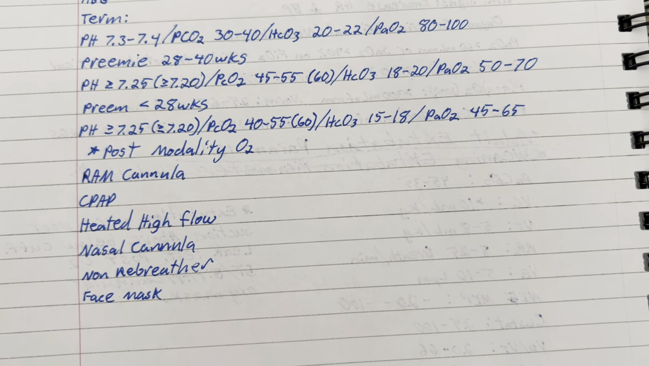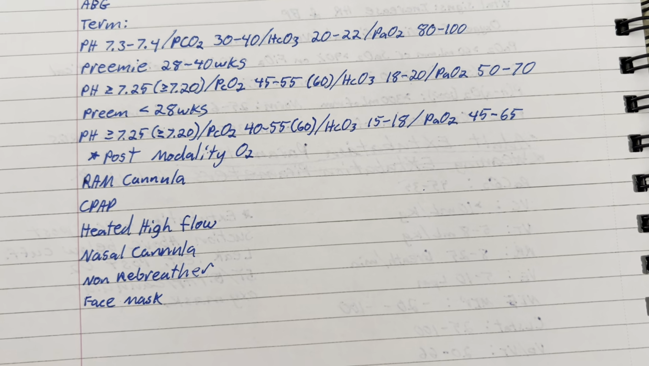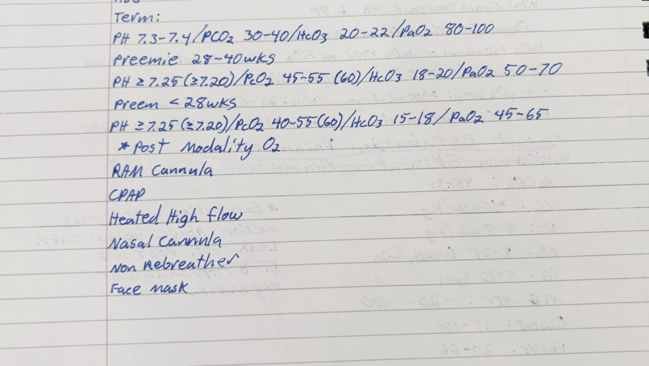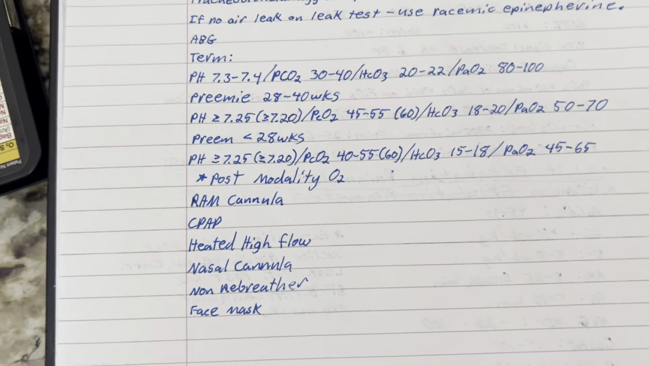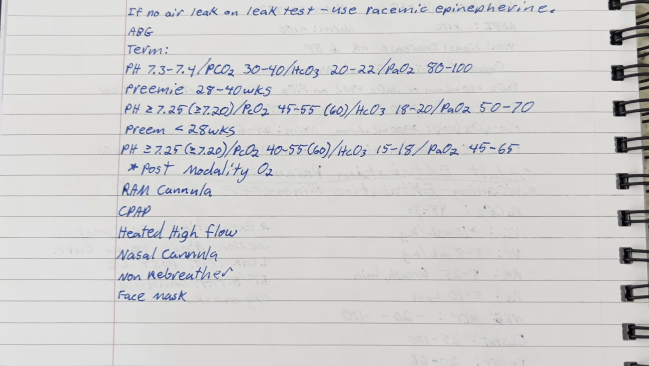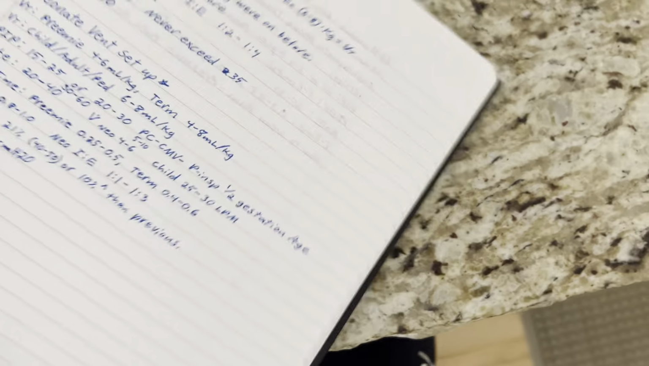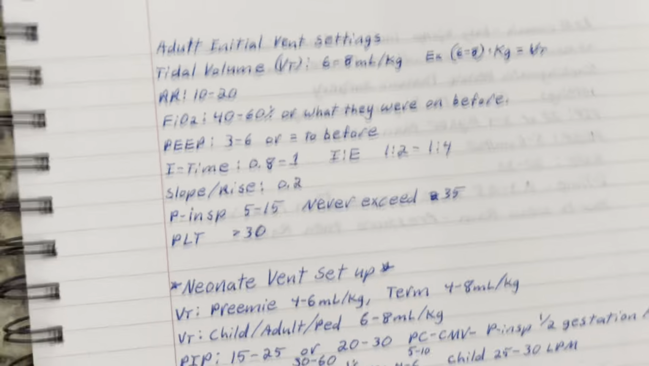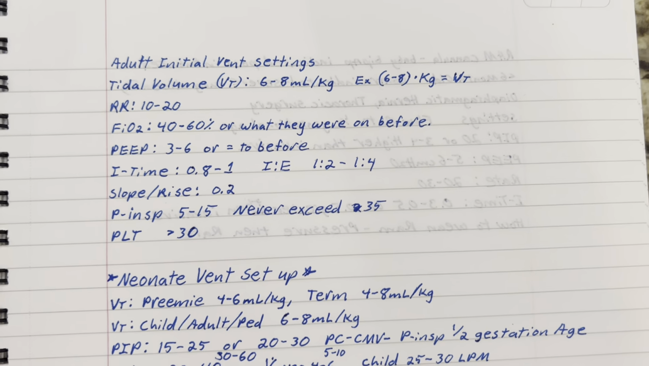We've got the RAM cannula, CPAP, heated high flow, nasal cannula, non-rebreather, and the face masks for post-extubation modalities. All right, adult initial vent settings.